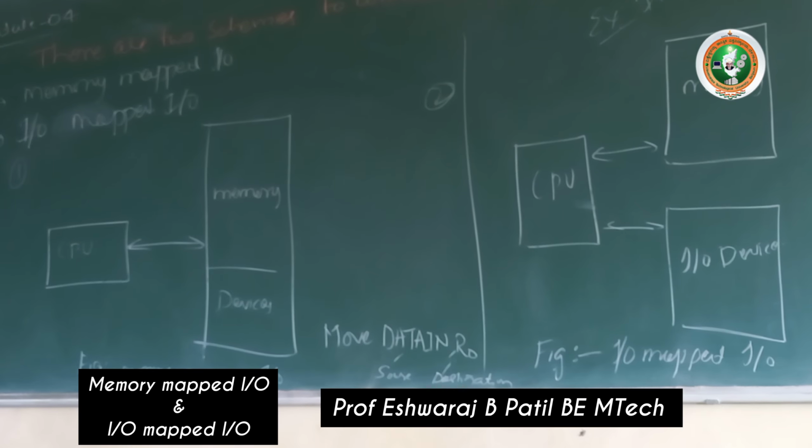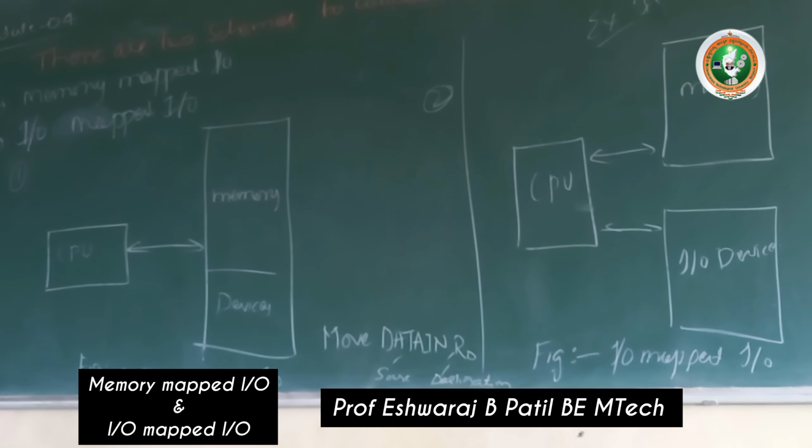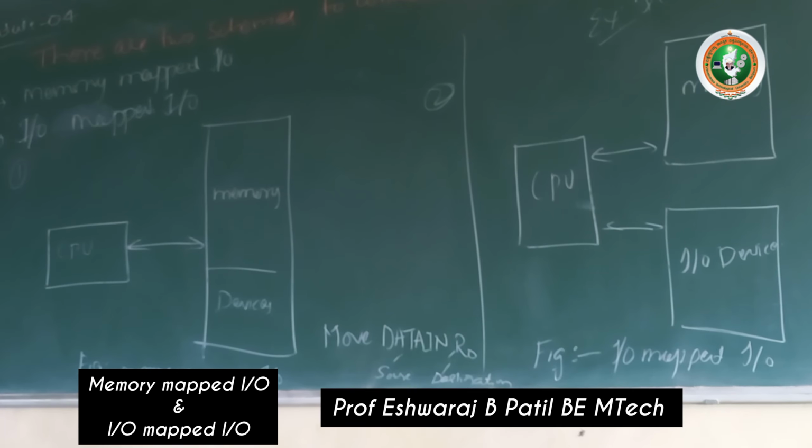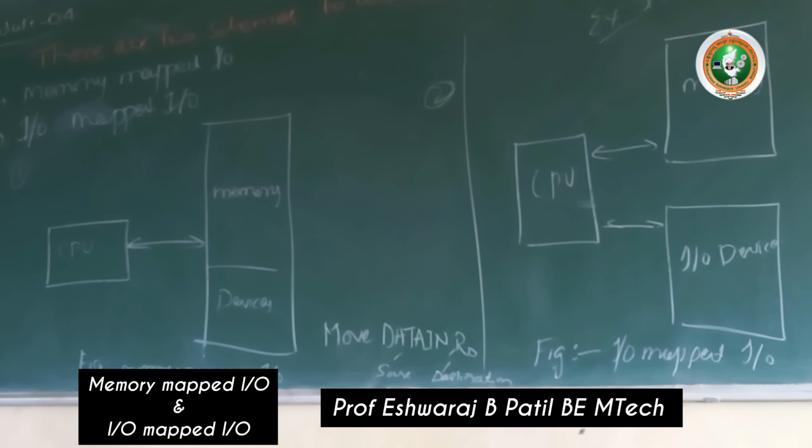Take the difference between the memory mapped IO and the IO mapped IO. On the left side, memory mapped IO: memory and the IO share the entire address range.